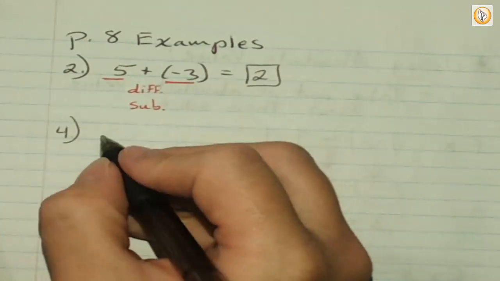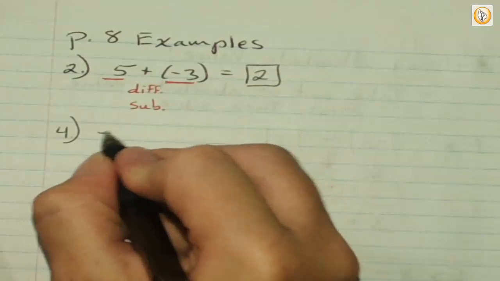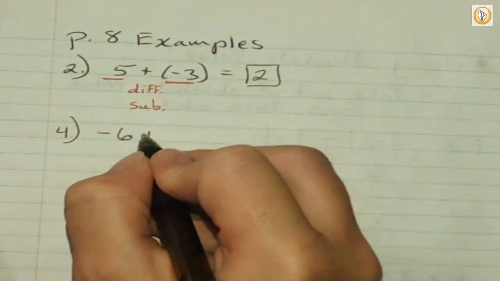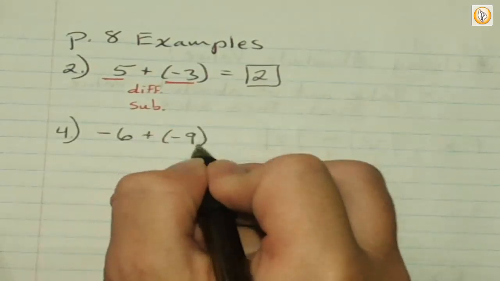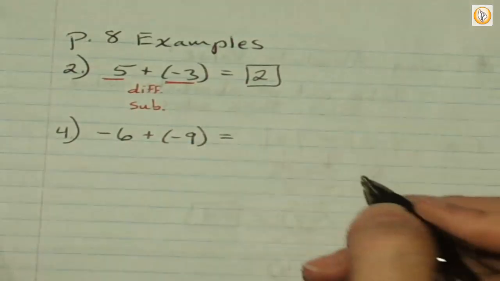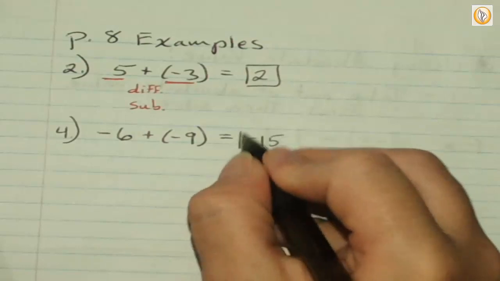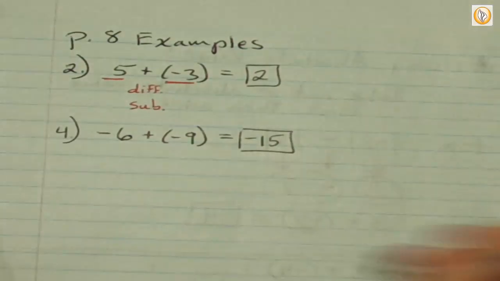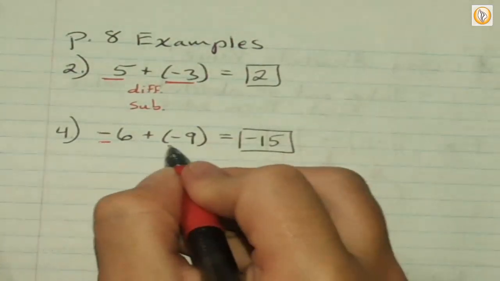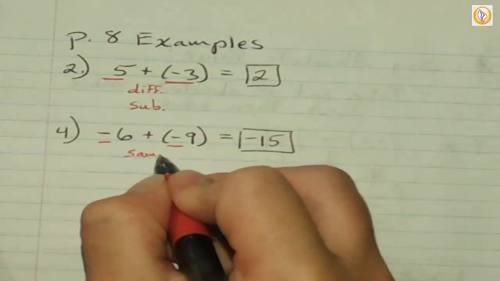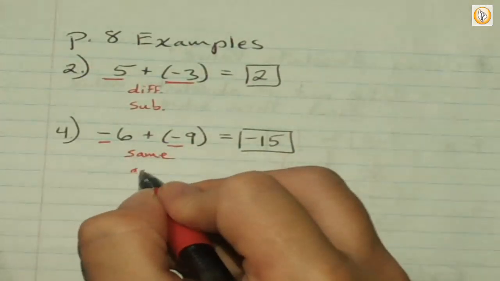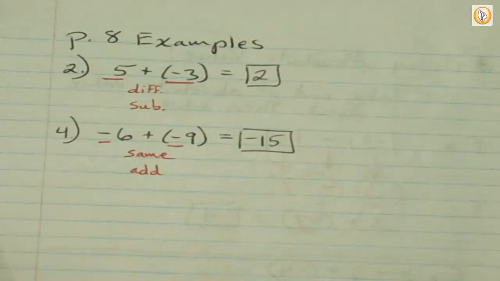4. I have -6 plus -9. Natalia. Very good. -15. The signs in this case are the same. So you add and keep the sign.